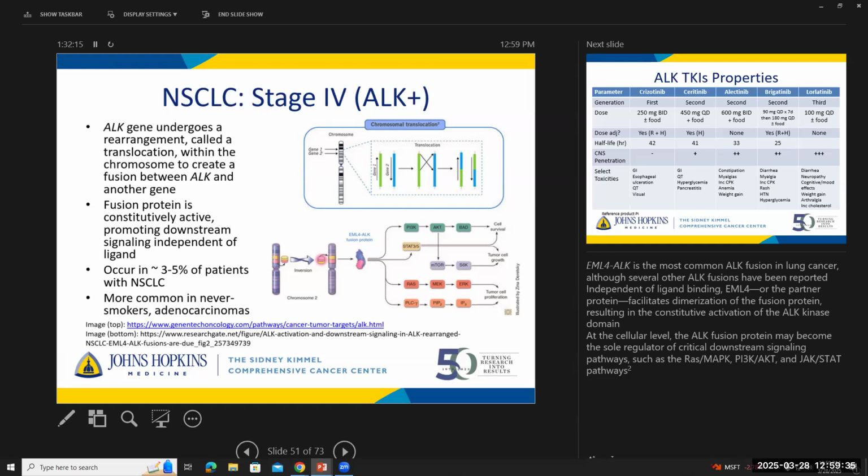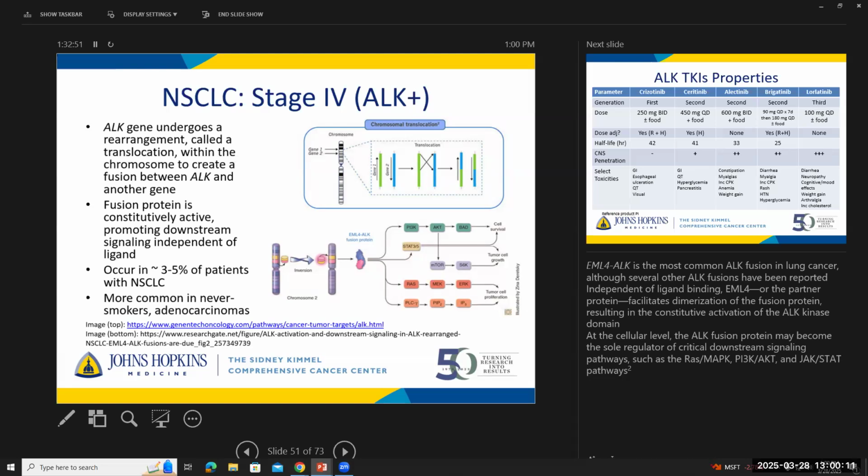So what happens is there is a rearrangement or a translocation within the chromosome to create a fusion protein, but the same end problem occurs as with EGFR. We have a constitutively active protein, okay? So mutations that led to a constitutively active EGFR protein, this chromosomal rearrangement leads to a constitutively active ALK protein, and they both create unchecked cell growth because they're signaling to the cell to continuously divide.